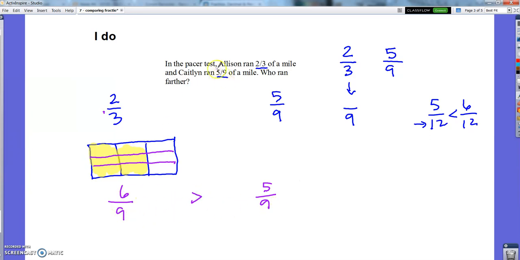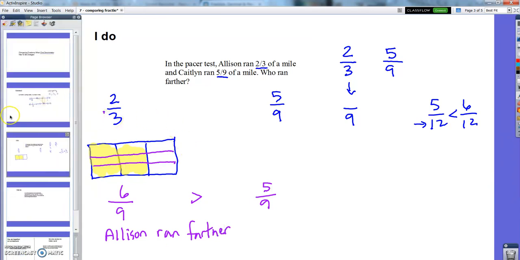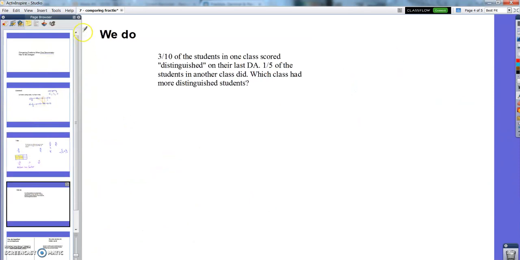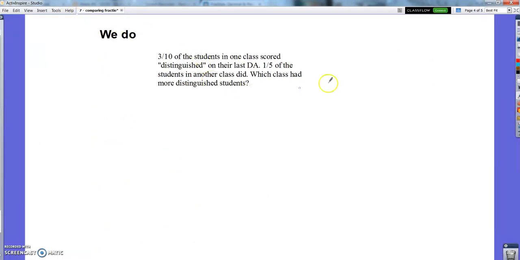So now I can easily tell, okay, well, Allison ran 2/3. Allison ran farther, because she ran 6/9 of a mile. Caitlin ran 5/9. All right, let's do one together. All right. 3/10 of the students in one class scored distinguished on their last EA. 1/5 of the students in another class did. Which class had more distinguished students?